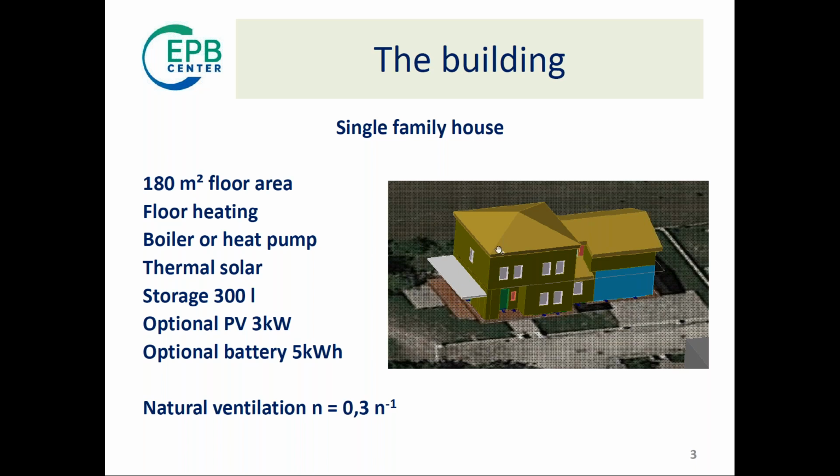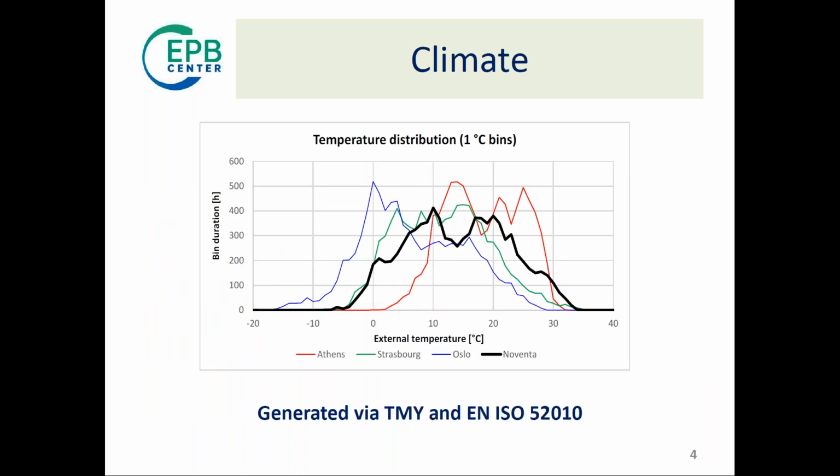There will be the availability of thermal solar with a storage of 300 liters and optional PV with 3 kilowatts, and just a test with an optional battery of 5 kilowatt hours. And I only consider for now natural ventilation at a constant rate. So these two have, let's say, reasonable figures for a reasonable picture for an actual building.